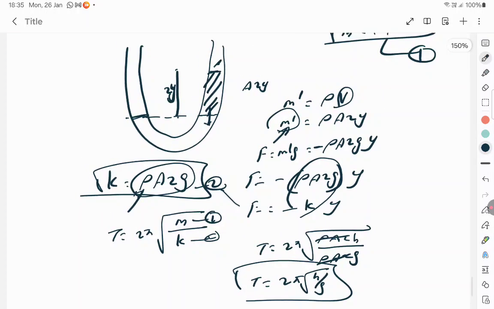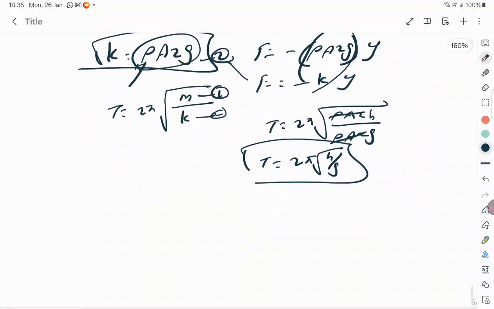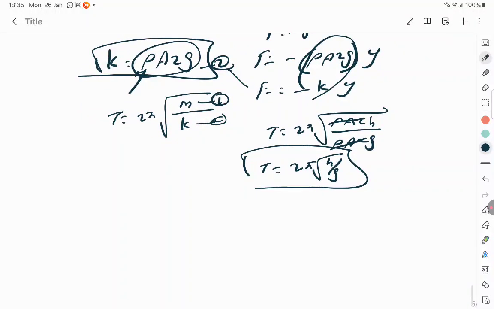But yeah, one thing that I have missed here. Okay, 2y, everything is correct. 2 pi into root of h by g, this is the correct formula. So the time period of oscillation has been found out.